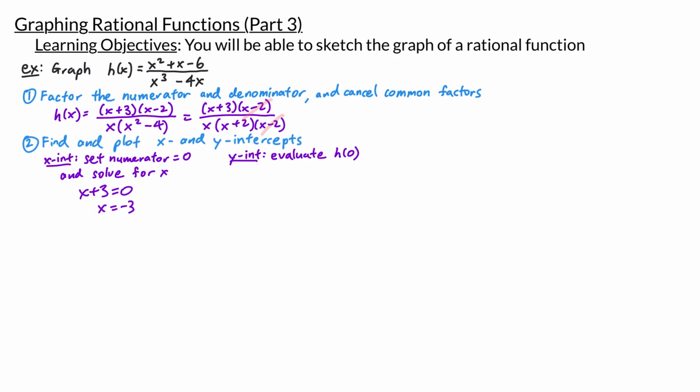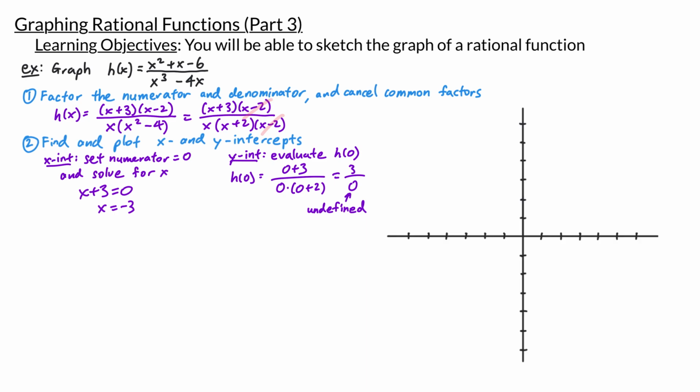But you'll see that if we try to evaluate h of 0, we end up with 0 plus 3 in the numerator divided by 0 times 0 plus 2 in the denominator. Well, this gives us 3 in the numerator and 0 in the denominator, which is undefined. And so this is just a reminder that x equals 0 is not in the domain of our function. And this also means that our graph will not have any y-intercepts. Let's now plot our x-intercept on our graph. So we plot the point -3, 0.